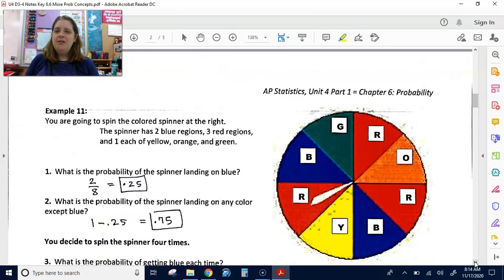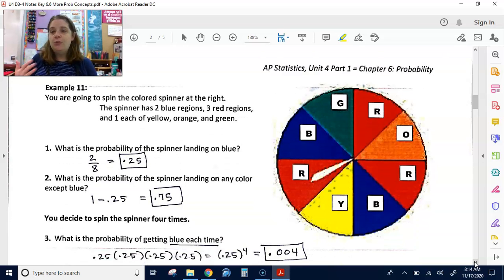All right, you are going to spin the spinner at the right. The spinner has 2 blue regions, 3 red regions, and 1 each of yellow, orange, and green. Okay, and so what's the probability of the spinner landing on blue? So we could look at that and we could see that's a nice simple probability there. That's 2 out of 8. What's the probability of it landing on any color that's not blue? So what's the not blue? That'd be 1 minus that 25%, or 75%. So those are complements of each other, blue and not blue.